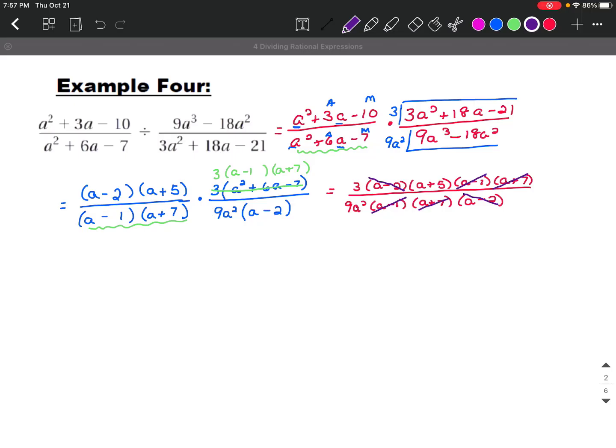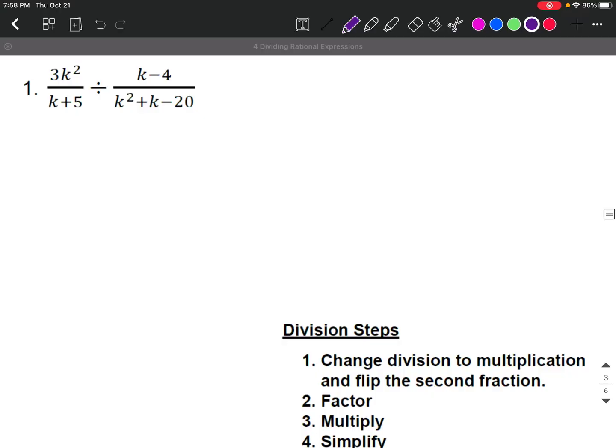Now if we take a look, right now we're left with 3 times a plus 5 all over 9a squared. We're not done because that 3 and the 9, 3 goes into 3 once and into 9 3 times. We could have done that in the previous step, but you may not have seen that. So now I have a plus 5 over 3a squared. And this is my answer to the division problem. Let's try another. Okay, here we go.